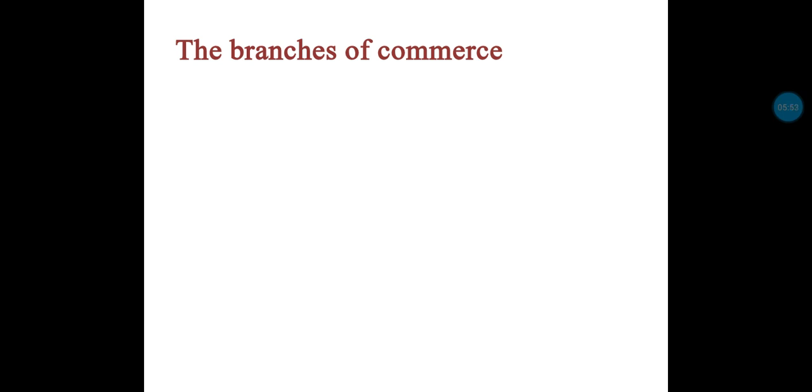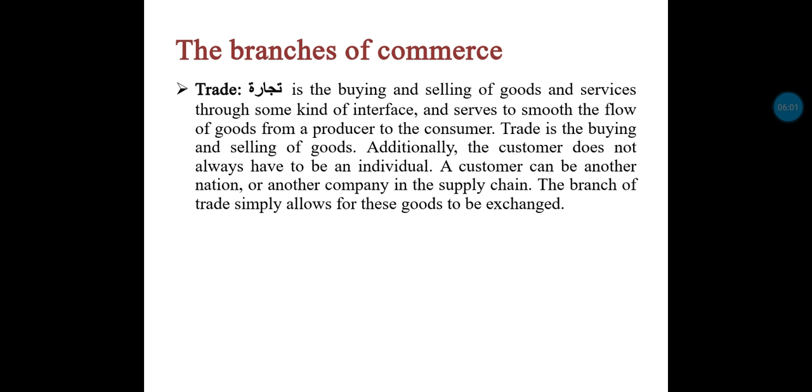Now, let's move in order to check what the branches of commerce are. The first branch is the trade, التجارة. It's the buying and the selling of goods and services through some kinds of interface. It also serves to smooth the flow of goods from the producer to the consumer.